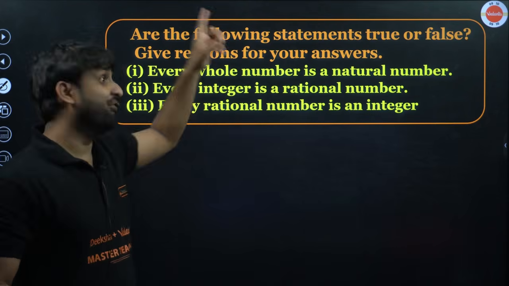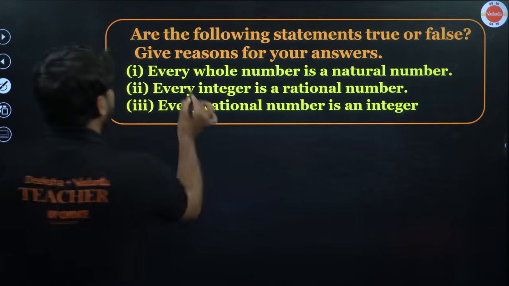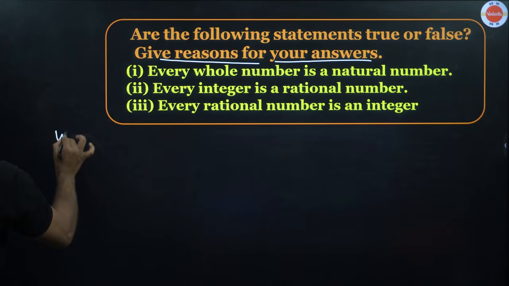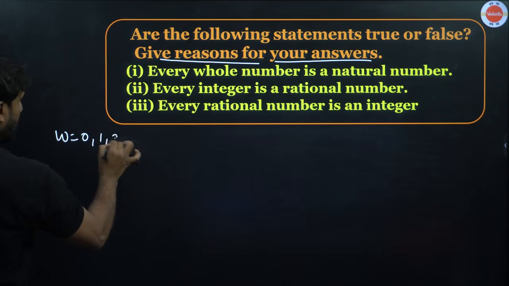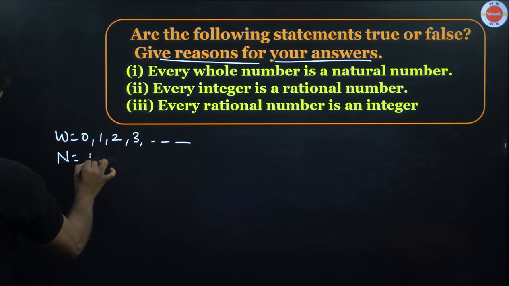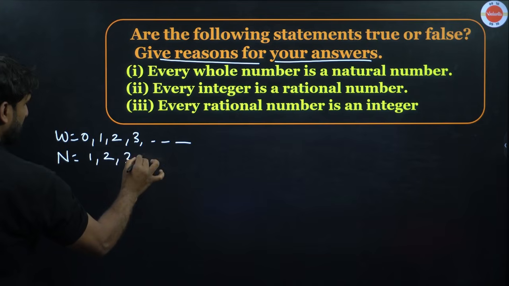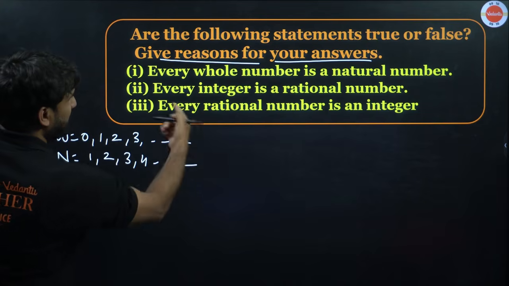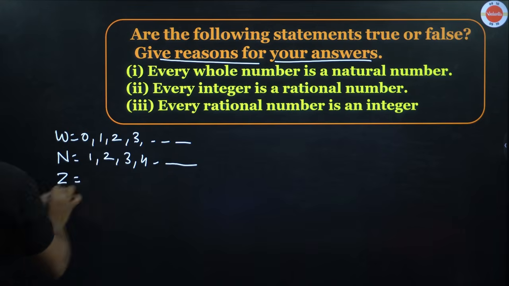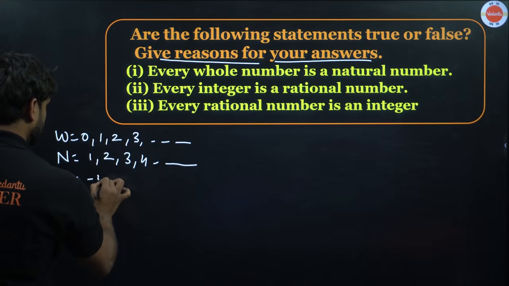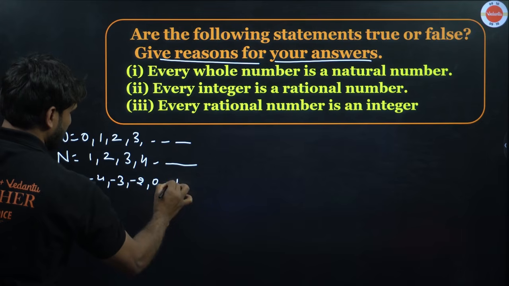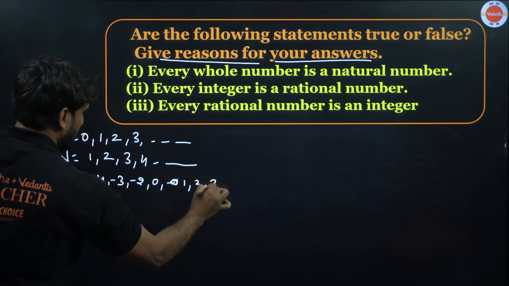The question is every whole number. And we have to justify. Give a reason for your justification. The whole numbers are 0, 1, 2, 3 and so on. And the natural numbers are 1, 2, 3, 4 and so on. And if we talk about integers in the second question, let's write integers also. So integers are, let's say, -4, -3, -2, 0, and the positive values 1, 2, 3 and so on.